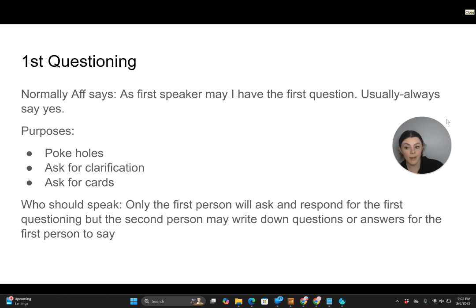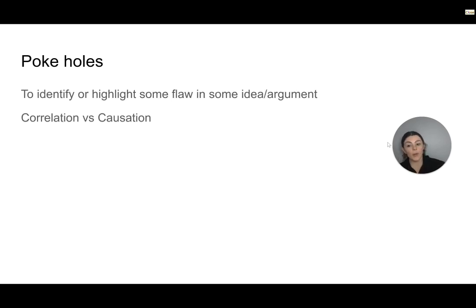So let's break this down. Poking holes is pretty much identifying or highlighting some sort of flaw in your opponent's idea or argument. One example is correlation or causation. A lot of people will say happiness correlates with creativity, and then you can ask, just wanted to clarify, you said that happiness and creativity correlate, not necessarily that one causes the other, correct? And then they'll say yes or no, right? That could be a good question.